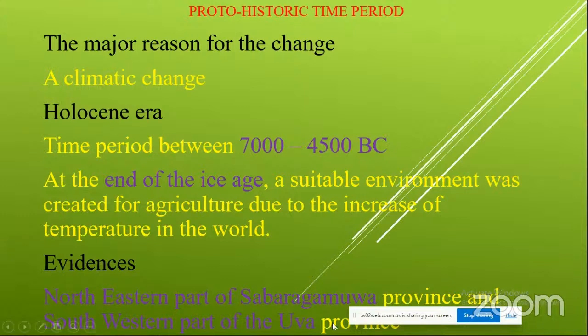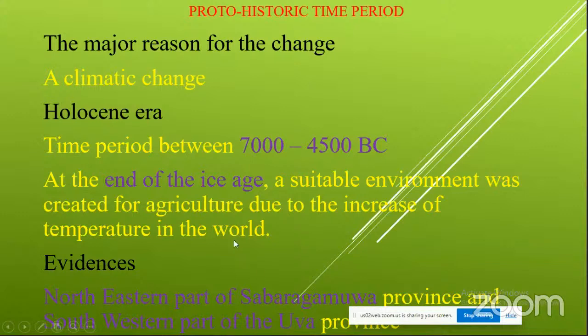This had also been asked as a short question once in a past paper. In Sri Lanka, from what places can the evidence about the starting of agriculture be seen? The starting of agriculture had been evidenced in Sri Lanka from two places. What? The northeastern part of Sabaragamuwa and the southwestern part of Uva. So this is an answer.